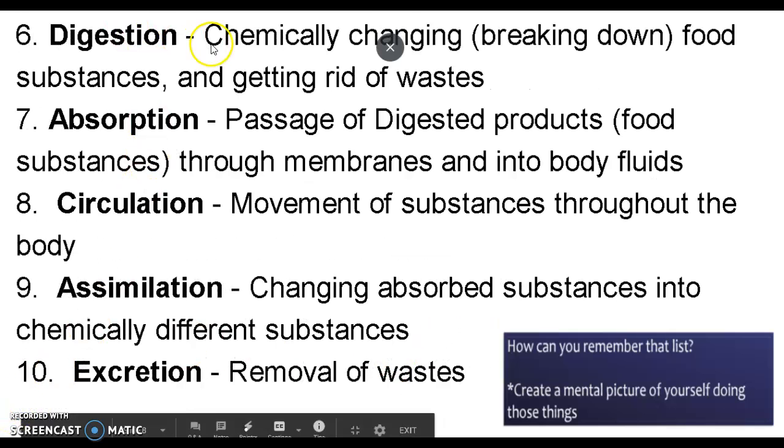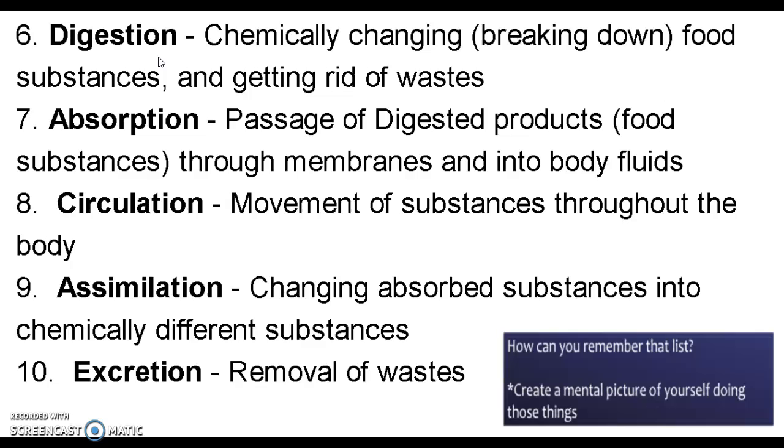Next is digestion. This is when we chemically change and break down our food and then get rid of the wastes. After we digest our food, we have to absorb the nutrients and put them into our bloodstream. And this usually happens through our small intestine. Food particles get absorbed through the membranes in the small intestine and get put into our body fluids.